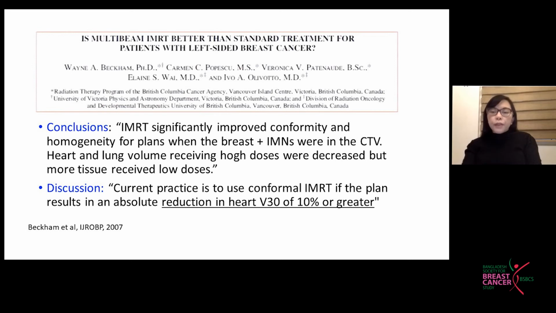The British Columbia group, who extensively investigated IMRT and VMAT for breast cancer, has reported on the use of IMRT for treating left-sided breast cancer when regional nodal irradiation, particularly to the IMNs, is needed. They have shown that while IMRT does significantly improve conformity and homogeneity, it spreads more low dose to the heart and lungs. So they have set a threshold wherein they only use IMRT if they can achieve a decrease in the V30 of the heart of more than 10%.